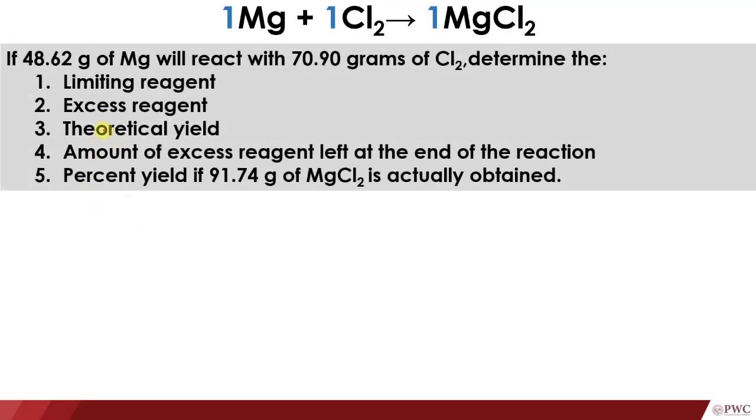If 48.62 grams of Mg will react with 70.90 grams of Cl2, determine the limiting and excess reagent, the theoretical yield, the amount of excess reagent left at the end of the reaction, and the percent yield if 91.74 grams of MgCl2 is actually obtained from the reaction.